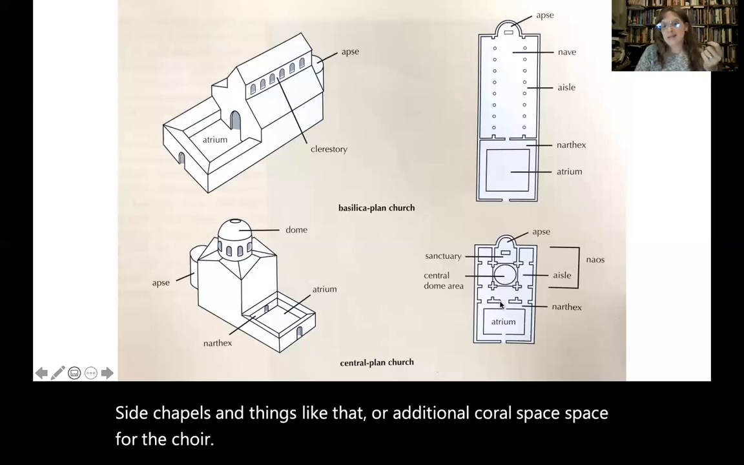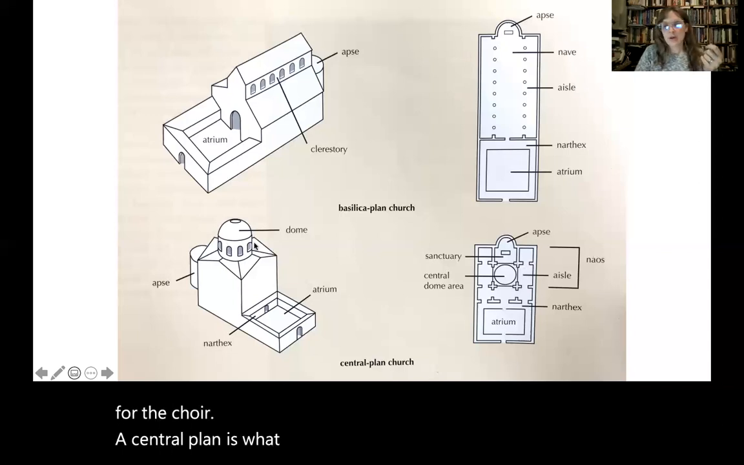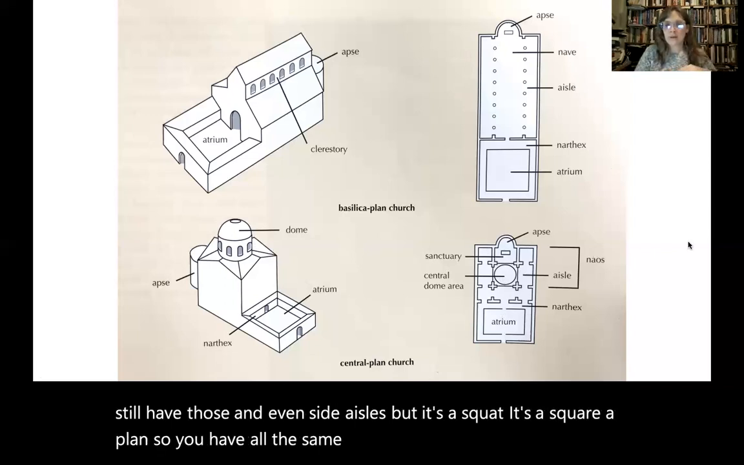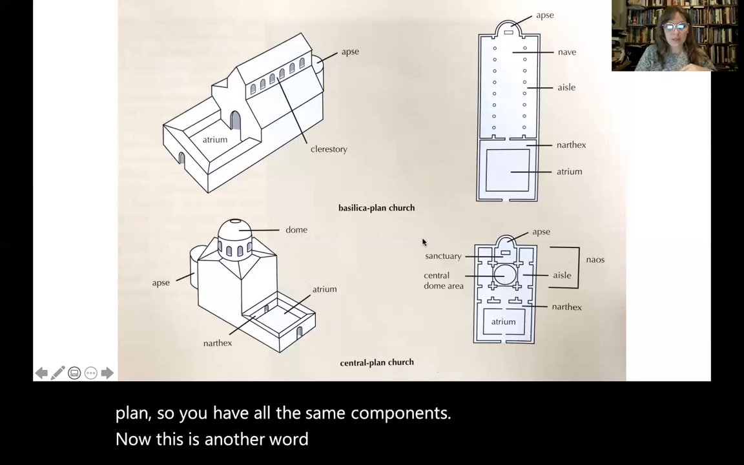A central plan is what it sounds like. There's a central dome. You still have a nave and side aisles, but it's a squat, square plan. So you have all the same components. Naos is another word for nave. I don't know why they did that like that.